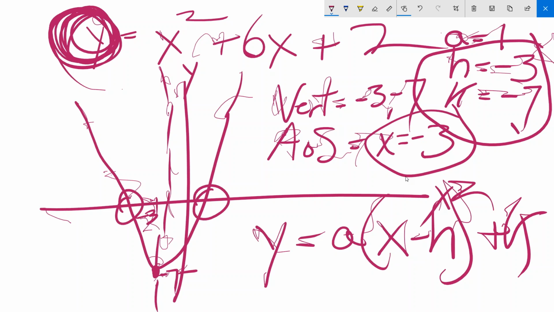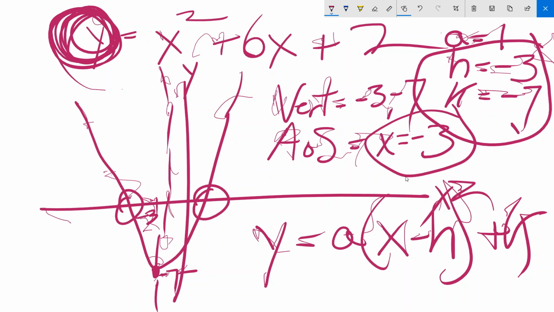If the question is how do you find the vertex, the easiest thing to do is to put it in vertex format, because H and K are the vertex. In other words, if you can get a quadratic into vertex format, you know where the vertex is. Just read it off your final answer once you get it into vertex format. It's whatever H and K are.